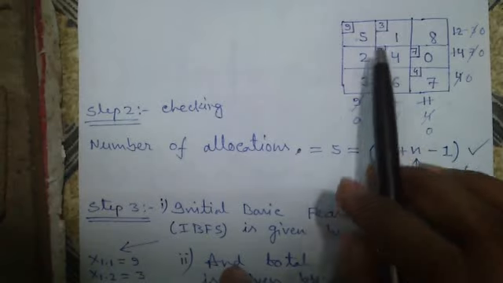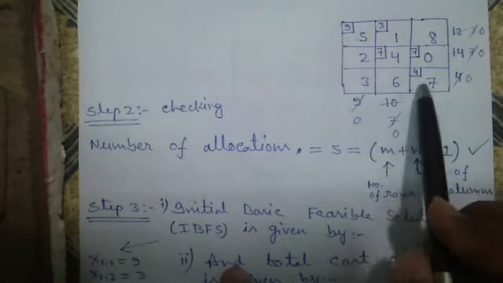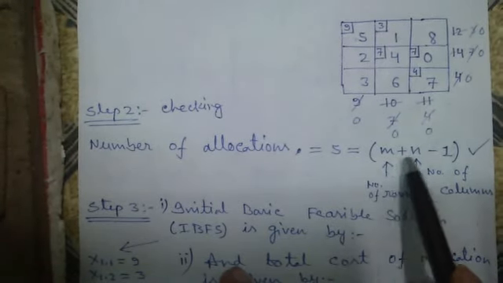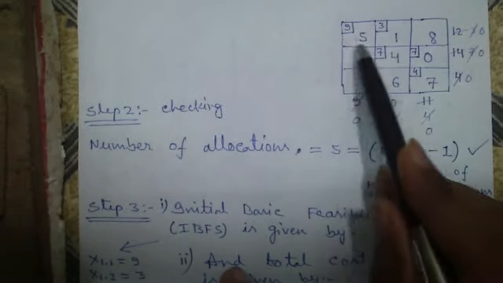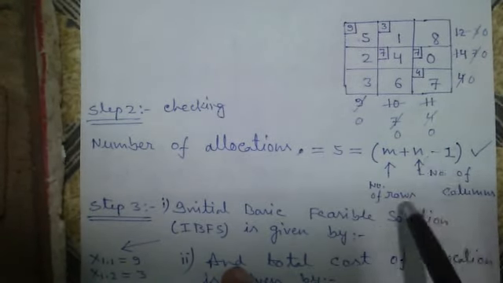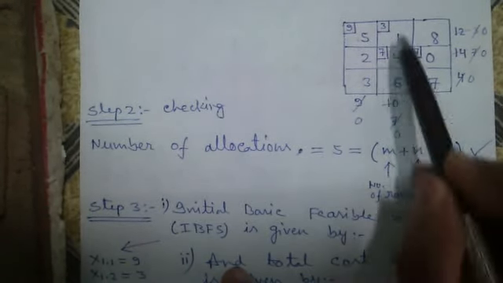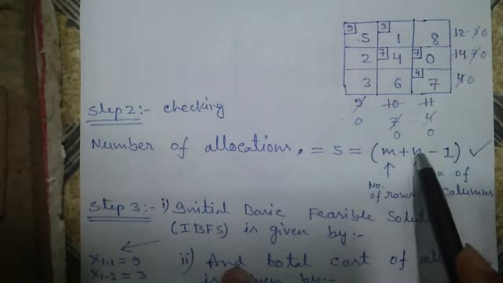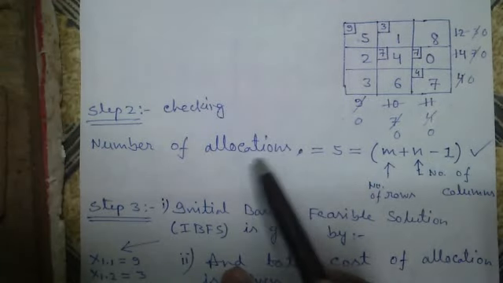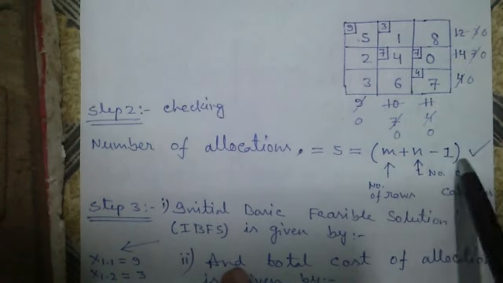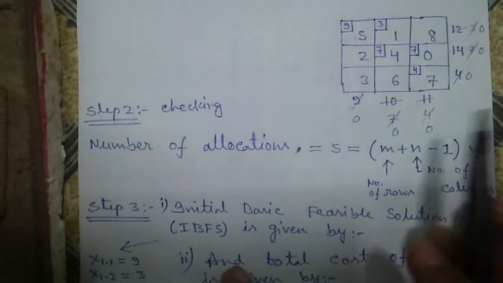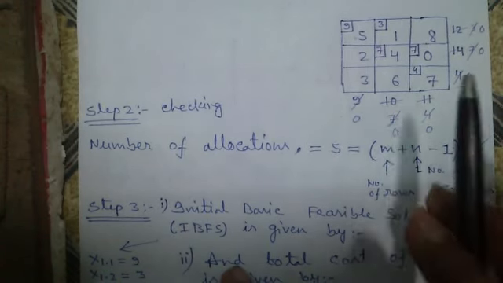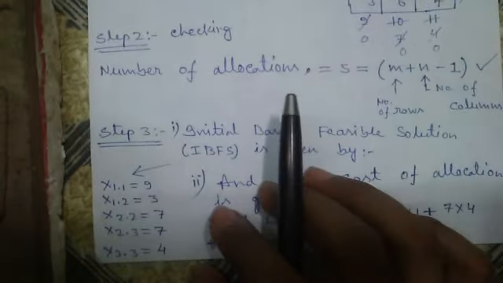The number of allocations is 1, 2, 3, 4, 5. 5 allocations equals m plus n minus 1. m denotes the total number of rows, 3, and n denotes the total number of columns. It's also 3. So 3 plus 3 is 6, minus 1. So the number of allocations, 5, equals m plus n minus 1. Okay, that means our calculation is correct.